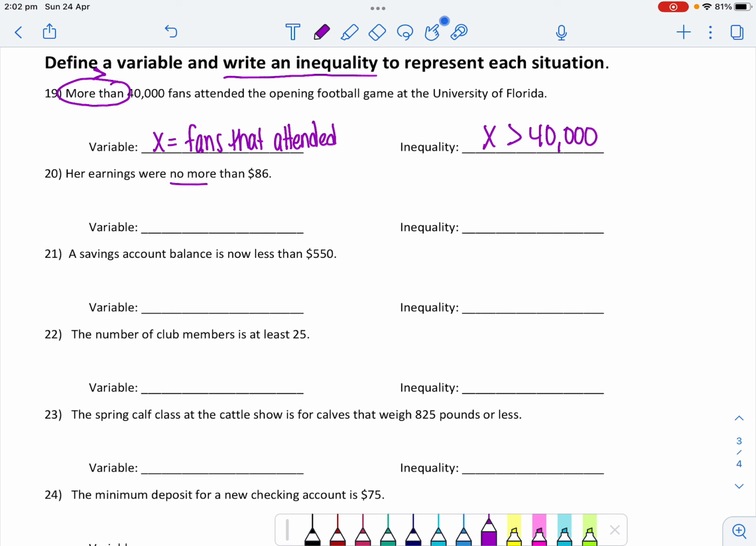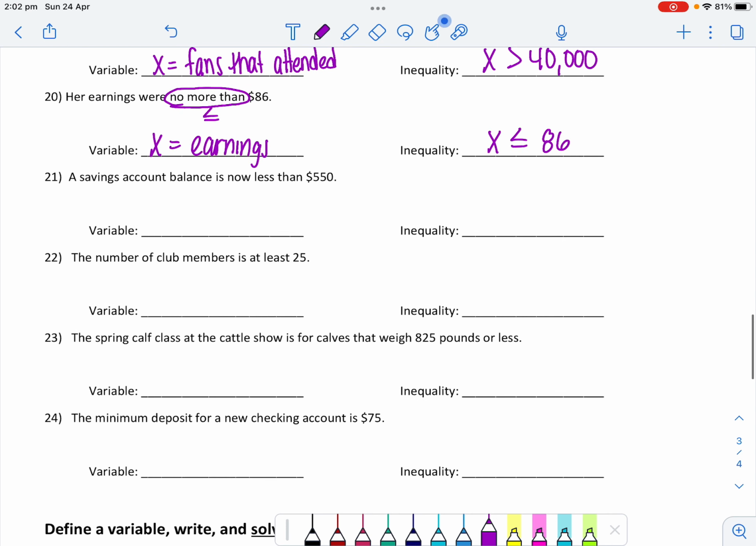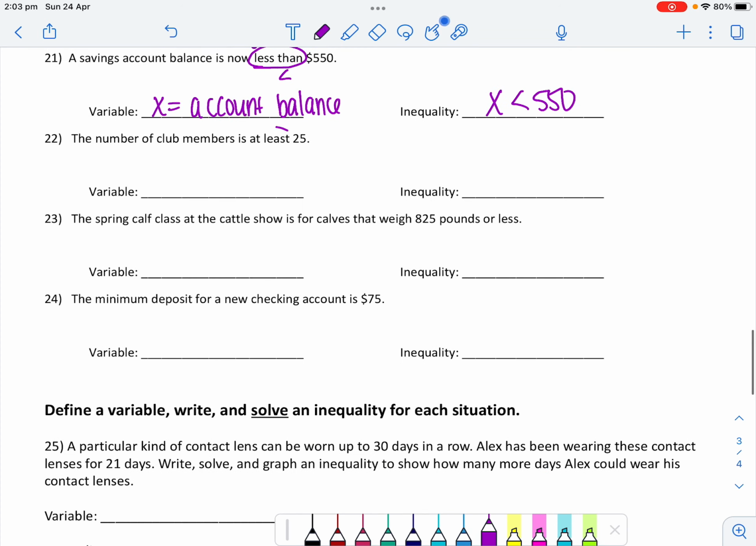Her earnings were no more than $86 is going to be less than or equal to. So X is going to be earnings. And my earnings are less than or equal to $86. A savings account balance is now less than $550. So X is going to be account balance. So X is less than 550. The number of club members is at least, so greater than or equal to 25. So X is going to be club members.